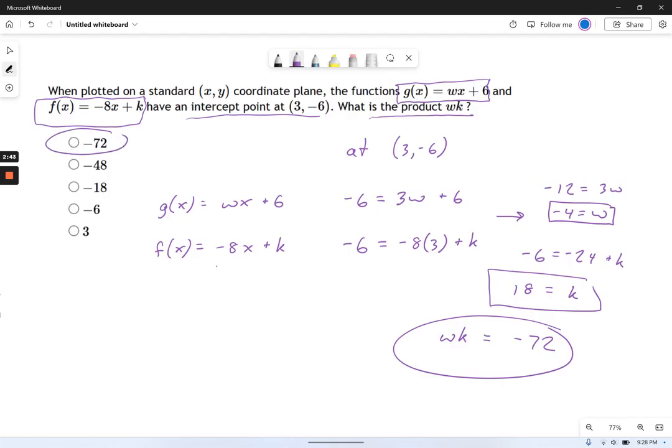So the important part here was seeing these equations and recognizing the essential point, the intercept point right here. That gives you x and y information. When you plug that in, you can find the missing variables.